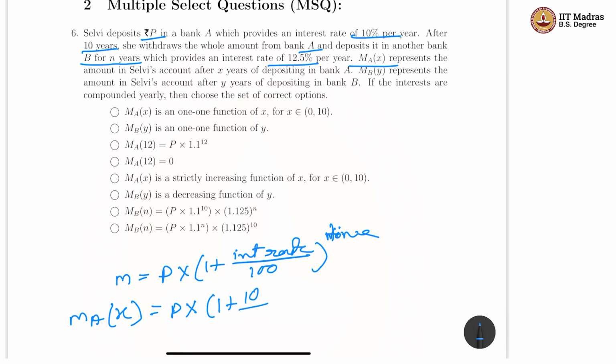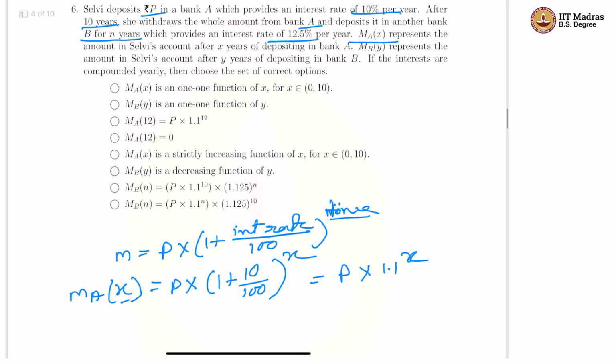That means 10 over 100, and the time is X years here. So it is basically P into 1.1 power X. Okay, so this is our MAX. Now we will compute MBY, for which we need the primary deposit first. This is the amount which is after 10 years.